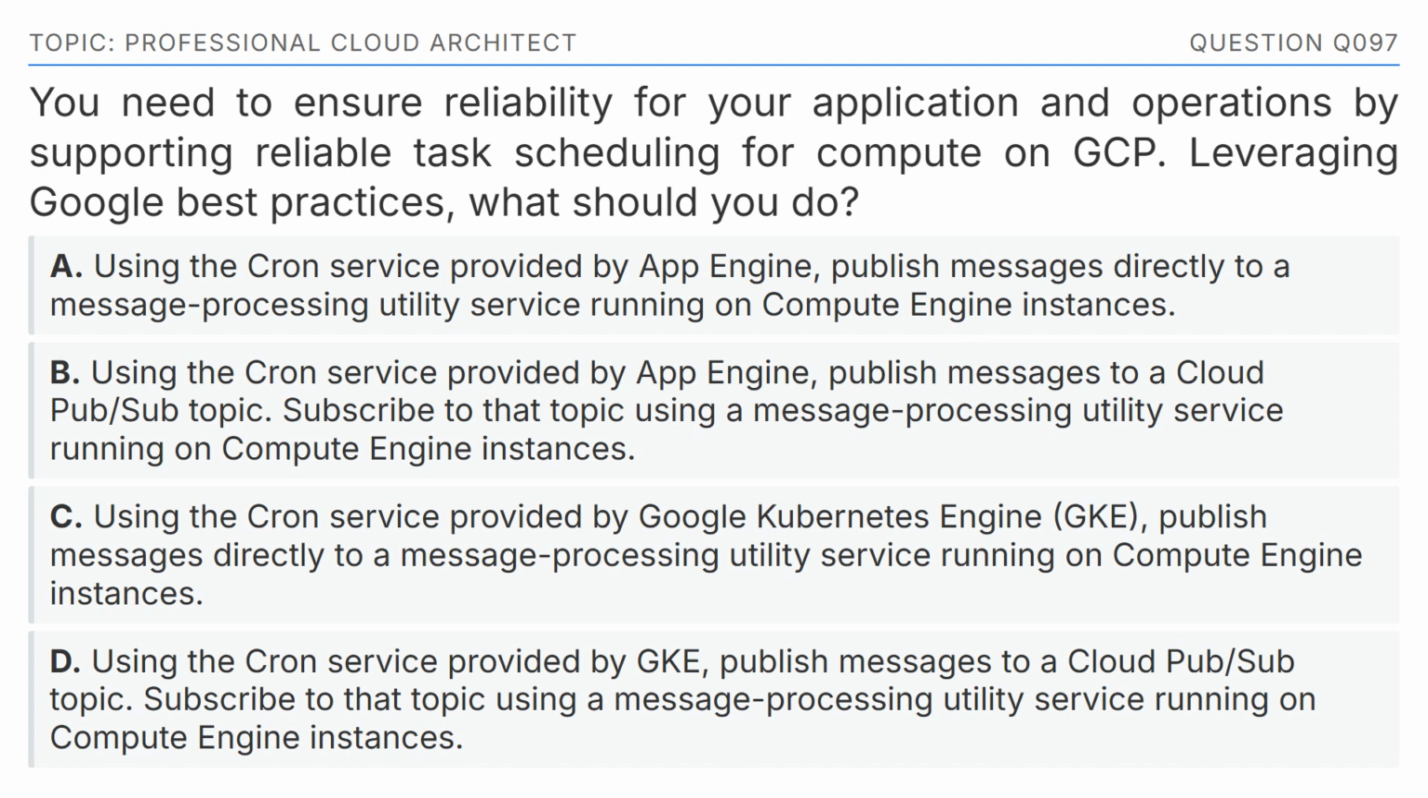Option C, using the cron service provided by Google Kubernetes Engine, GKE, publish messages directly to a message processing utility service running on Compute Engine instances. Option D, using the cron service provided by GKE, publish messages to a Cloud Pub/Sub topic. Subscribe to that topic using a message processing utility service running on Compute Engine instances.